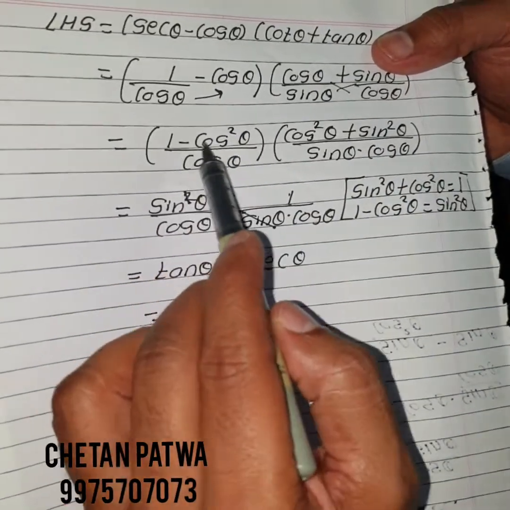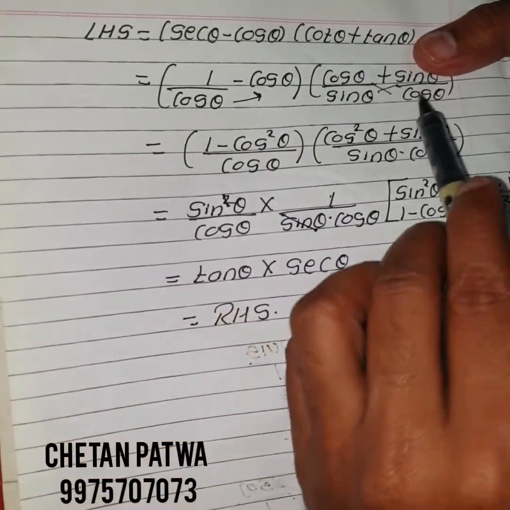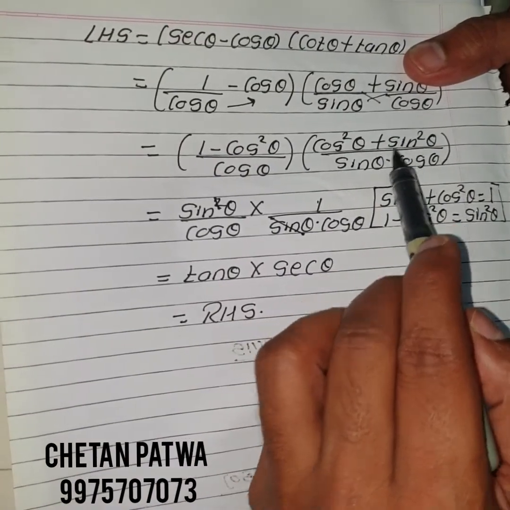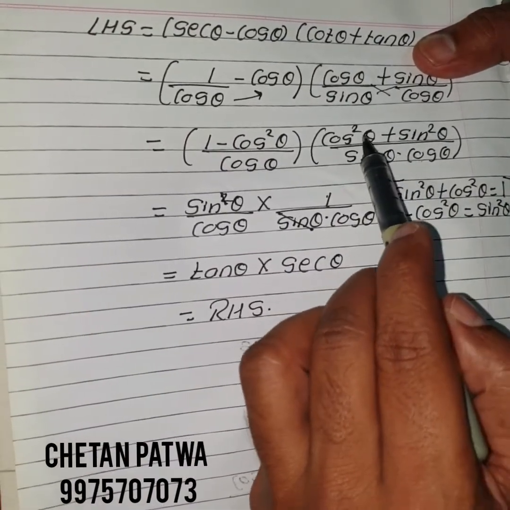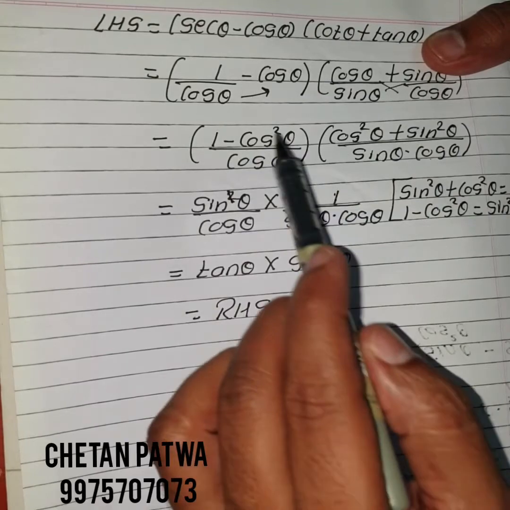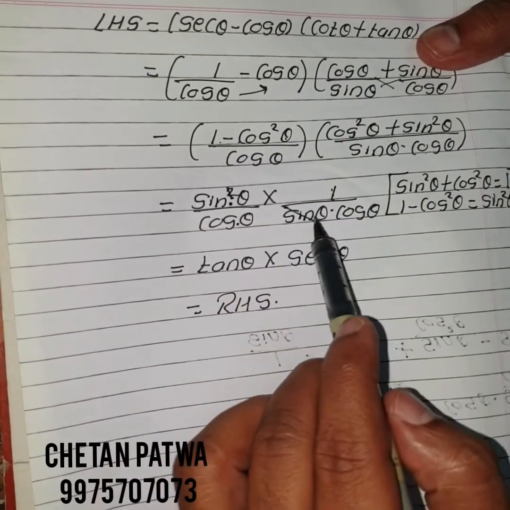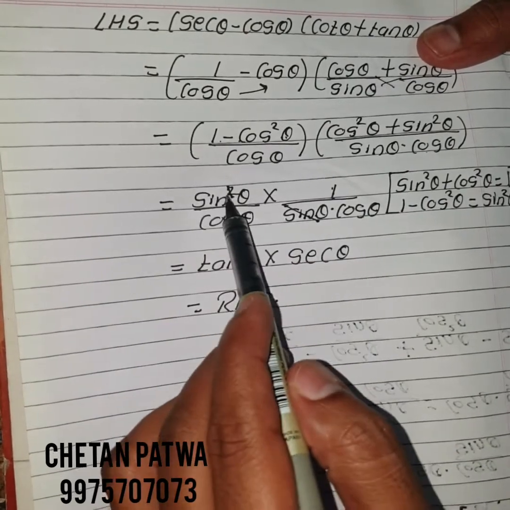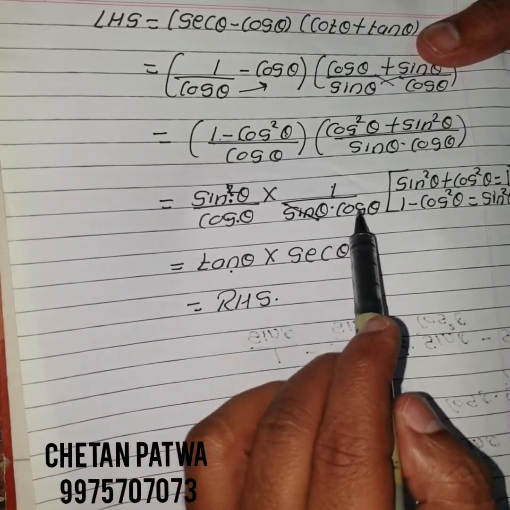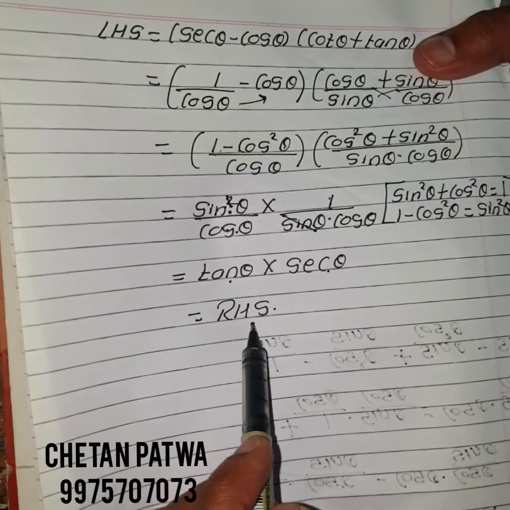Cross multiply, 1 minus cos square theta upon cos theta. Here we got cos square theta plus sin square theta upon sin theta into cos theta. Cos square theta plus sin square theta is equal to 1. 1 minus cos square theta is sin square theta. Cos theta into sin theta, cos theta. One sin got cancelled. Sin upon cos, tan, 1 upon cos, sec. That is equal to our right hand side.